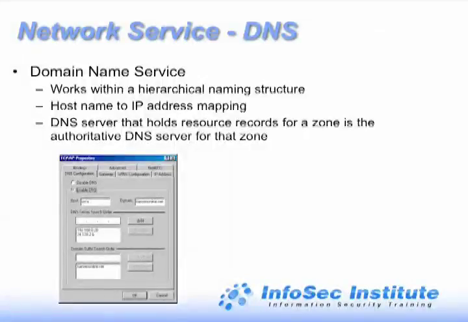Okay, DNS. It's the Domain Name Service. It works within a hierarchical naming structure, basically a host name to IP address mapping. A DNS server holds the records for the zones, things like that for the authoritative DNS server as well. It also has MX records, which are going to be your mail records. It has NS records, which are name server records for the domain, and also what are called A records.